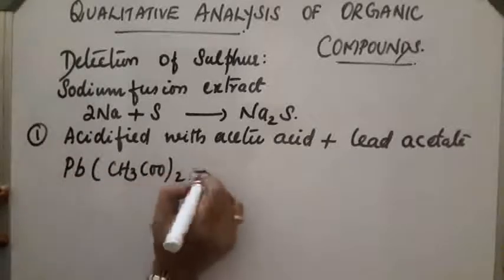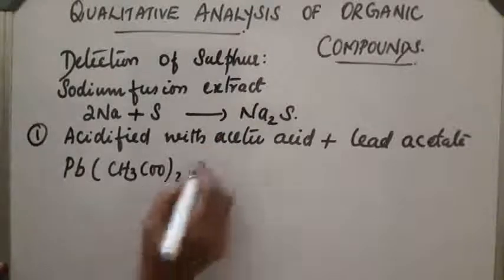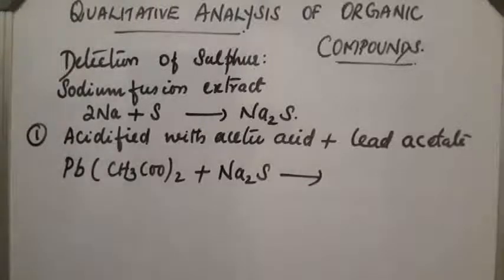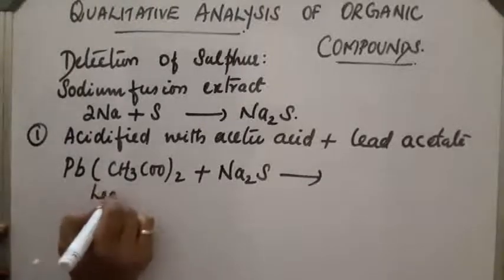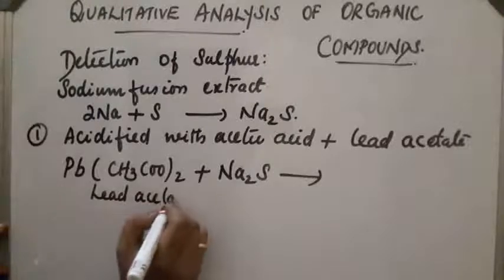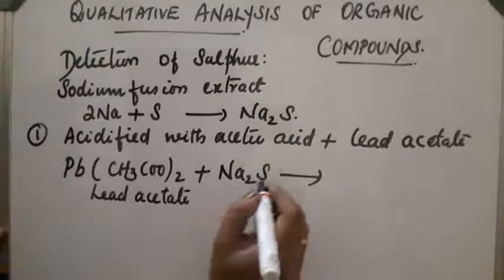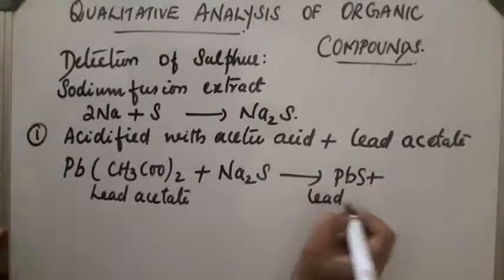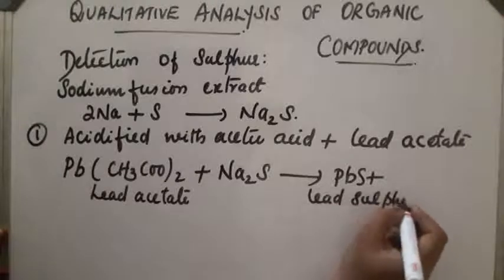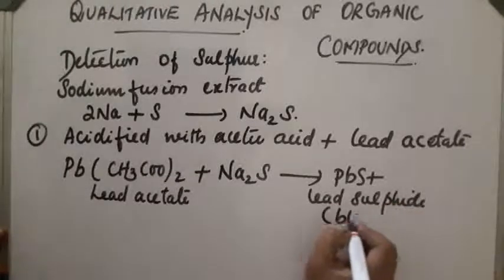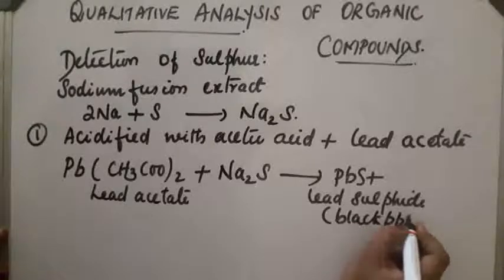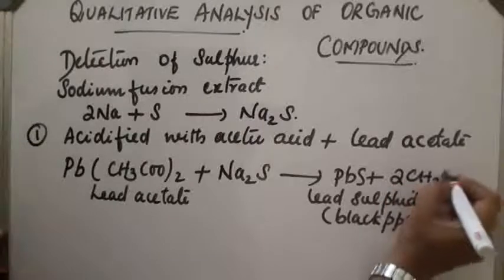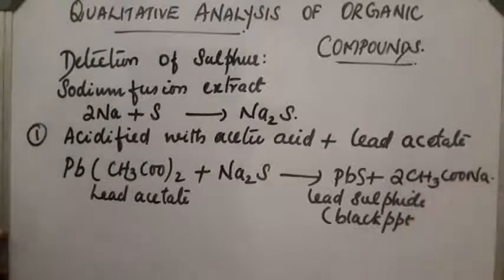The reaction is: lead acetate, Pb(CH3COO)2, reacts with the ionic form Na2S and gets converted into lead sulfide, which is a black precipitate. So it shows the presence of sulfur. This is the first test.